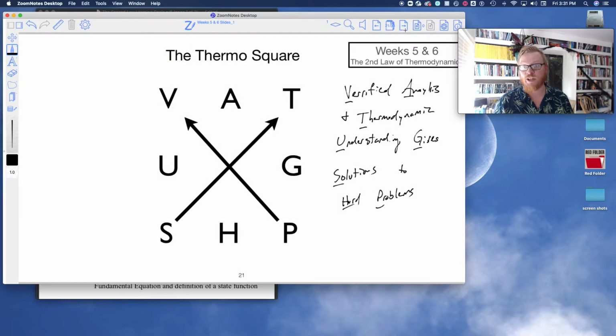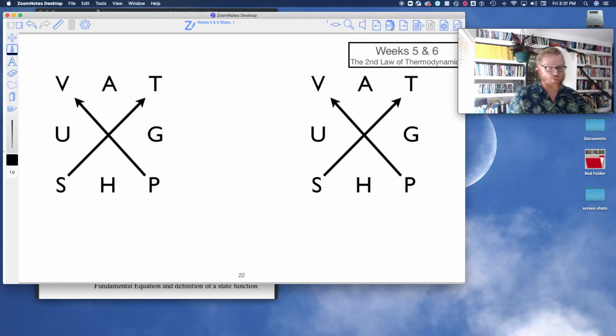Here is how we do it. There is a process, and I'm going to walk you through it. I've got two thermo squares on this slide, and two more thermo squares on this slide. I'm going to do all four of those potentials and show you how we get it. So let's start with H. Suppose we want to know about H.